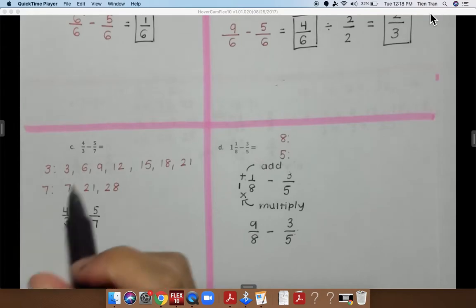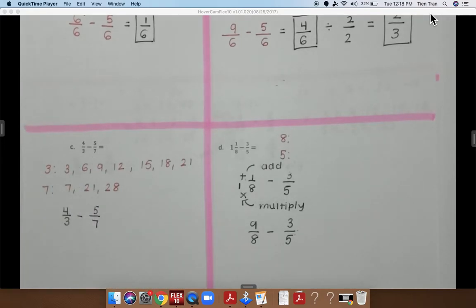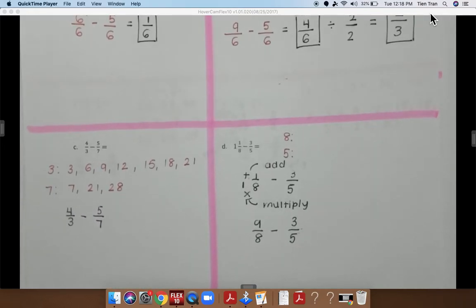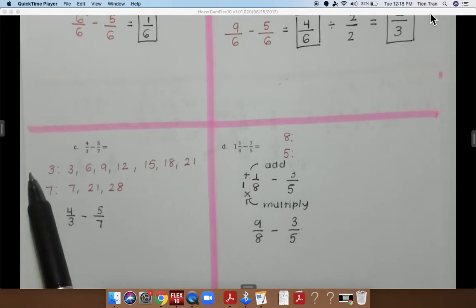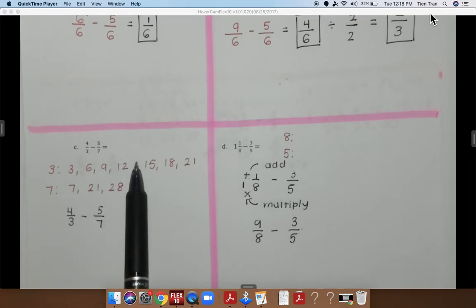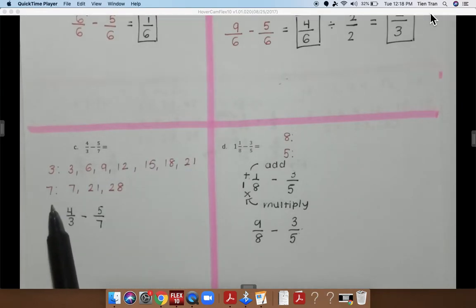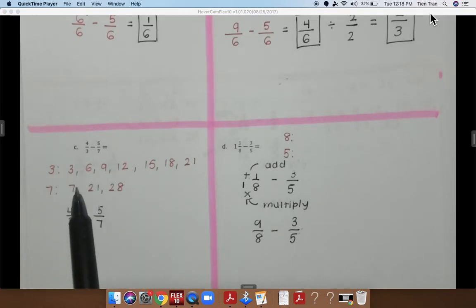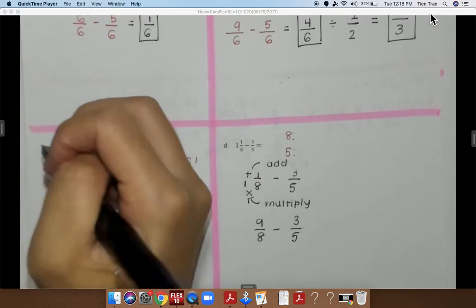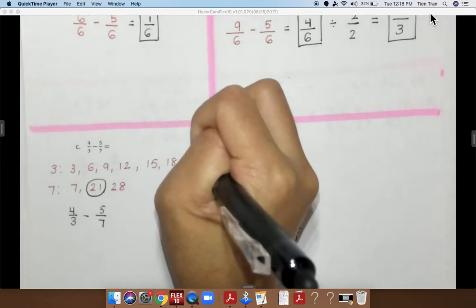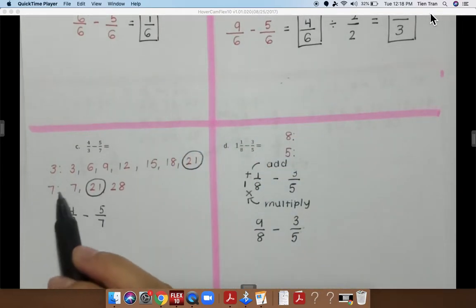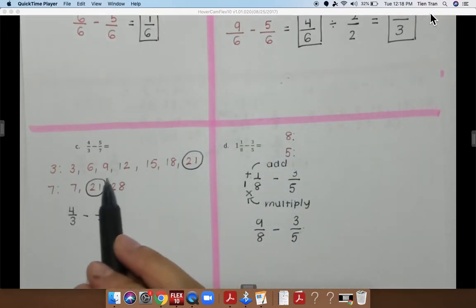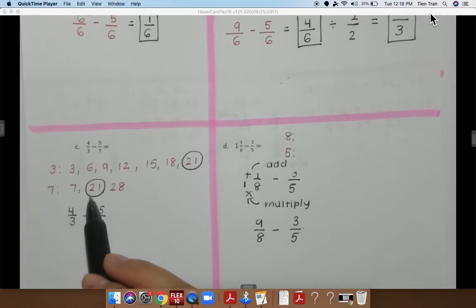For problem C, I have 3 and 7 as my denominators. I need to make sure that I am looking for my least common denominator. So I'm skip counting. I have 3, 6, 9, 12, 15, 18, 21. And for 7s, I have 7, 14, 21, 28. So I'm looking, which one is my common denominator? I notice that it is 21. They both appear, and it is the least common denominator. There's no other number before 21 that matches with the 7s.